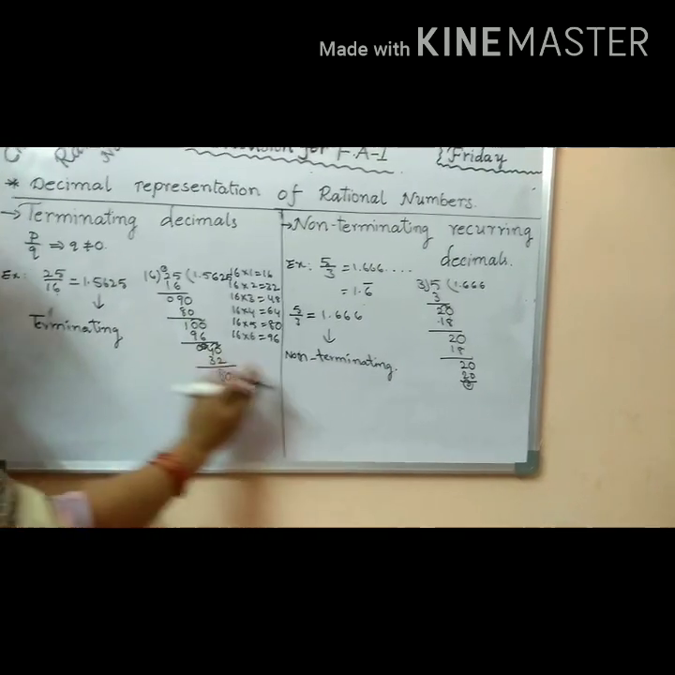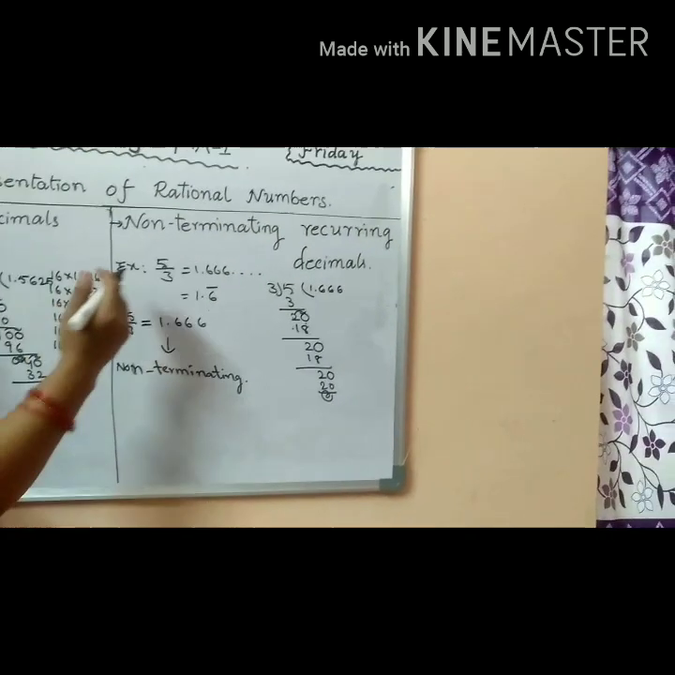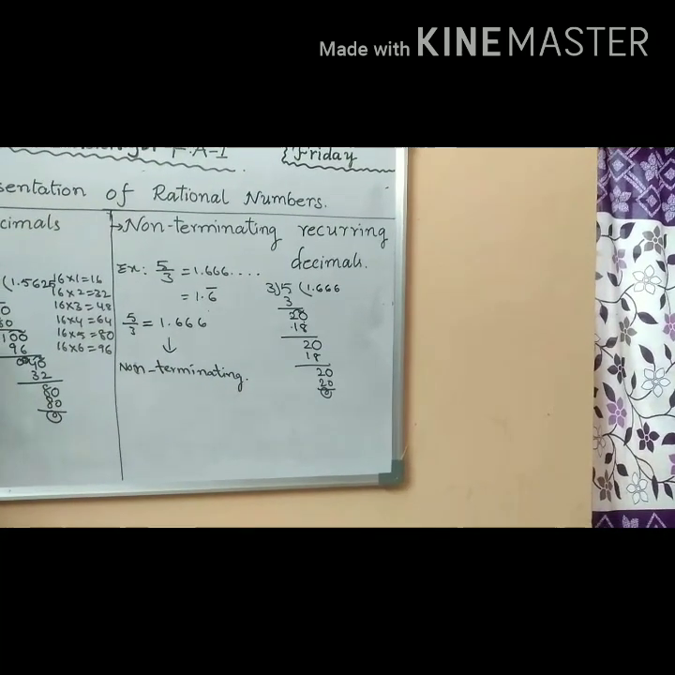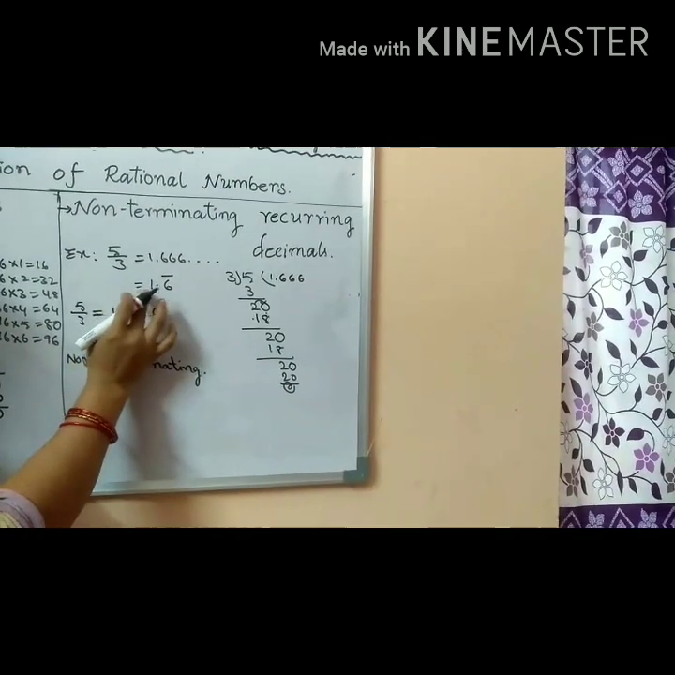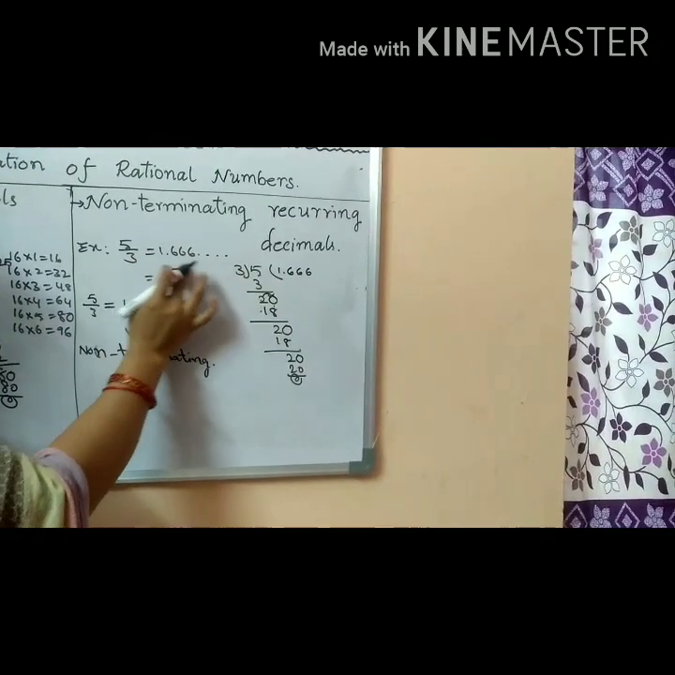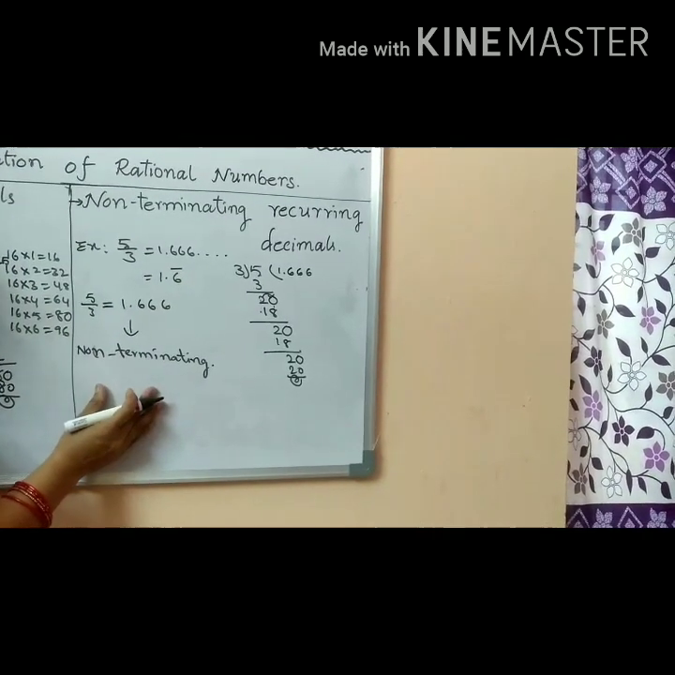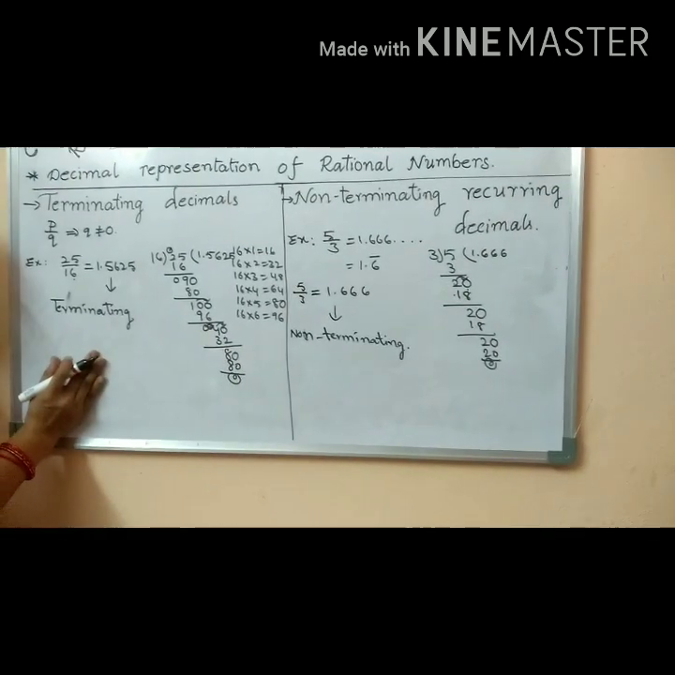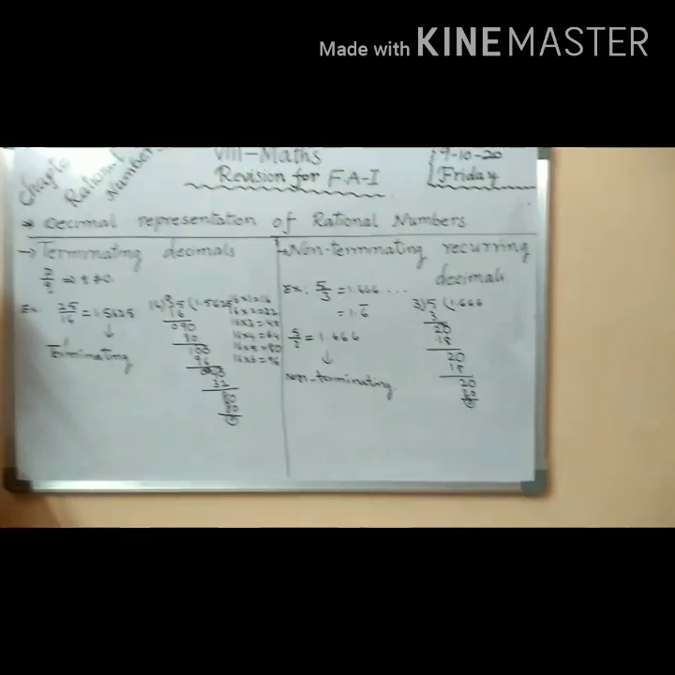Okay, so the next topic is non-terminating recurring decimals. It is also in the same p by q form; change it to decimal. For example, take 5 by 3. Do the division, and 1.666 comes. You can also write it as 1.6 bar. The same numbers repeat, recurring decimals, so you write the 6 bar, 1.6. This type of number is a non-terminating recurring decimal. This type is a terminating decimal. Did you understand, children? Decimal representation of rational numbers.